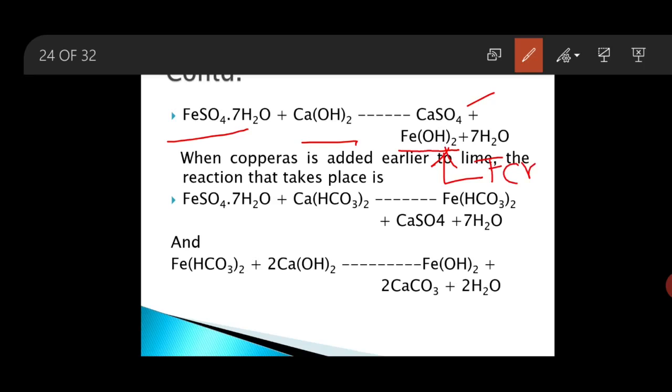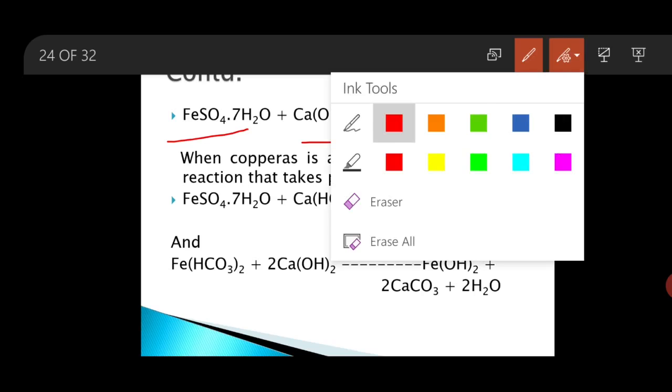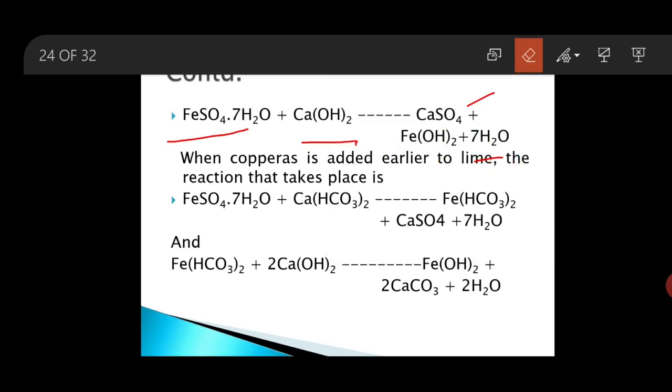So this is the first case. The second case is when copperas is added prior to lime. When copperas is added to water, it reacts with the alkalinity present in raw water, that is Ca(HCO3)2, and forms Fe(HCO3)2. After this, when we add hydrated lime, this Fe(HCO3)2 will react with hydrated lime and again form Fe(OH)2, ferrous hydroxide.